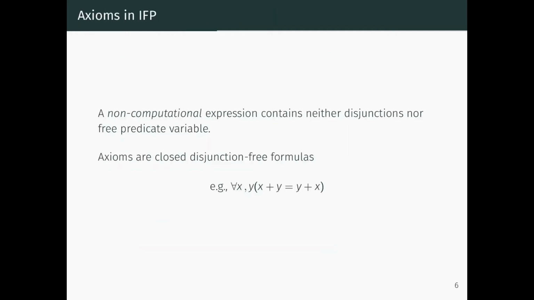These axioms need to be non-computational. That means that they should not contain disjunctions. This ensures that a program extracted from a proof that uses these axioms won't depend on their realizers and therefore will be correct in any model of the axioms.